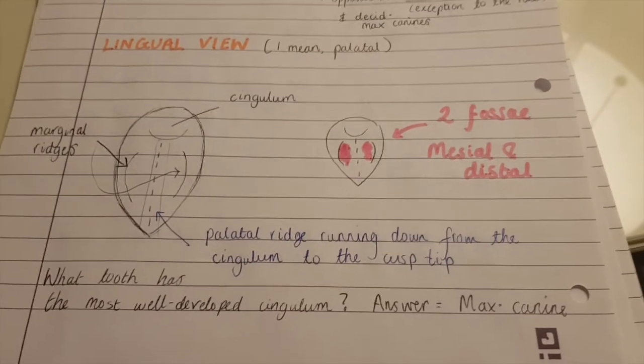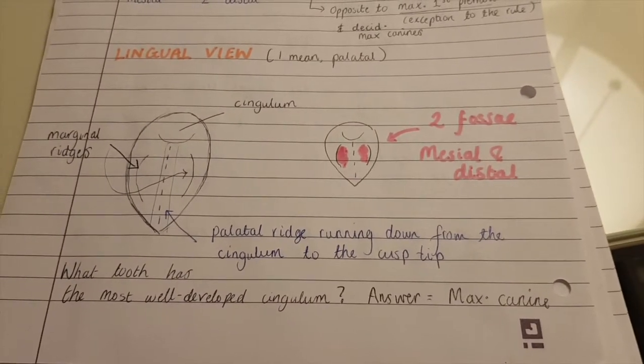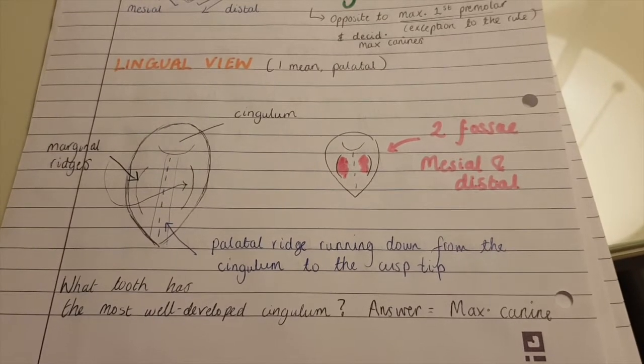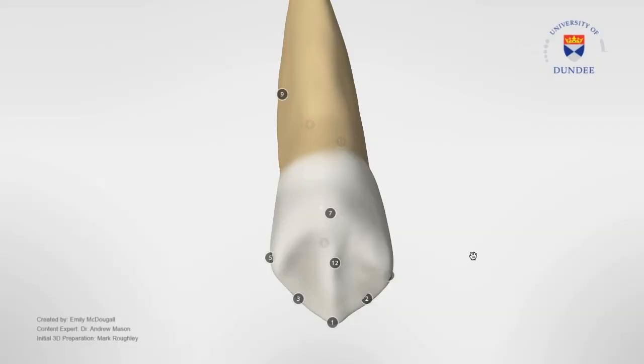Now if we take a palatal view of this tooth, we can see a distinctive cingulum which has a palatal ridge that runs down from the cingulum to the cusp tip, and then we have two marginal ridges at the sides which create a little indent either side of that palatal ridge, which are the two fossae, the mesial fossa and the distal fossa.